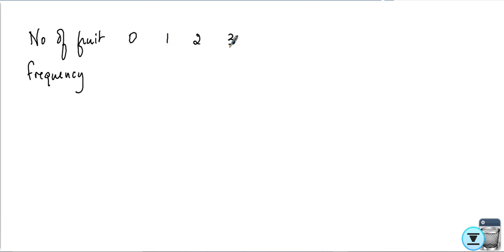In our table today we're going to have the number of fruit that some students bring to school and the frequency. How many students bring that amount? So it's 0, 1, 2, 3, 4, 5. Frequency: there were 20 who got 0, 7 who got 1 fruit, 9 who got 2 fruits, 8 who got 3 fruits, 3 who got 4 fruits, and 1 who got 5 fruits. So that is our table.